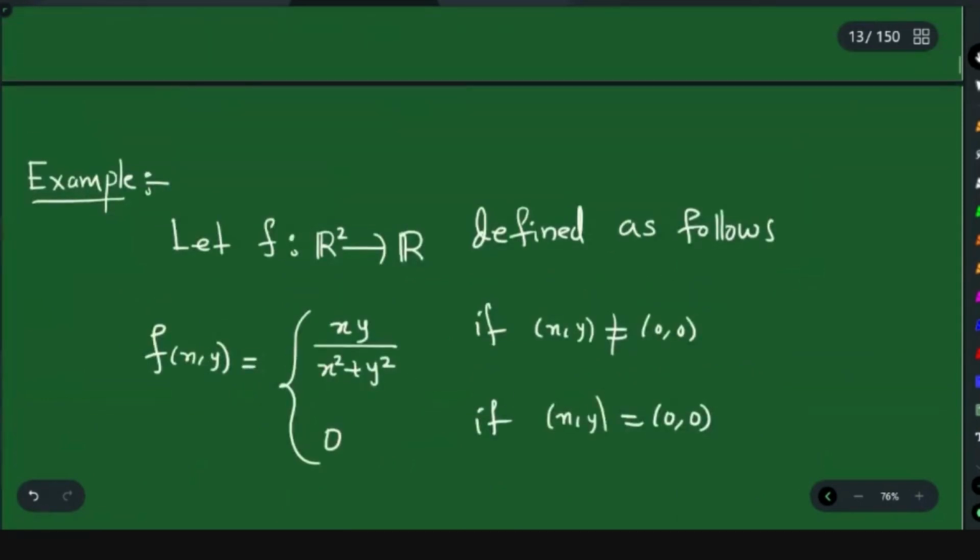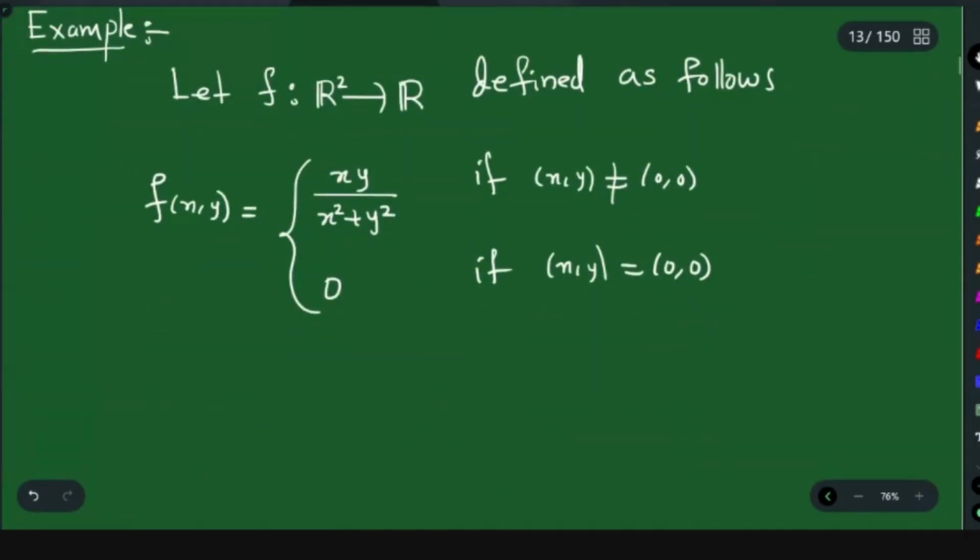So let us give another example. Let us look at this example: f from R² to R defined as follows. Whenever (x, y) is not equal to (0, 0), the function is xy divided by x² + y². For (x, y) equal to (0, 0), it is 0. Now I want to look at whether this function is continuous at (0, 0). I will show that this function is not continuous at (0, 0).